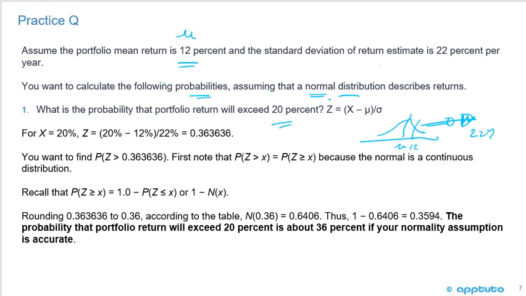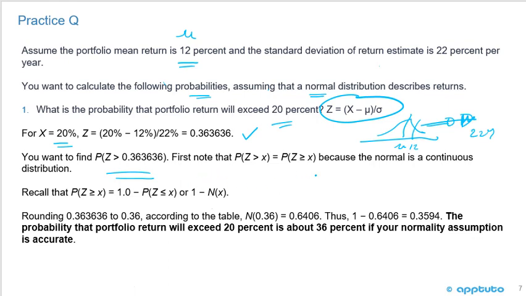So the first thing that we're going to do is calculate the z. How do we do that? X equals 20%. The z equals, remember there's the formula, x minus mu, so 20% minus 12% divided by the standard deviation, which is 22%. So we're going to get 0.363636.